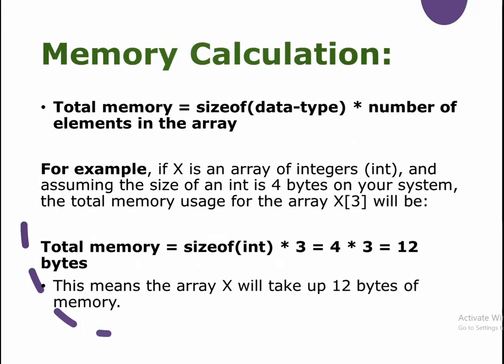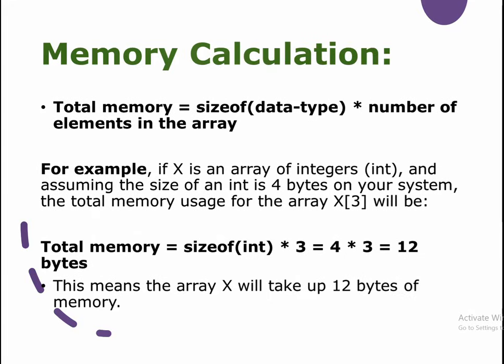Now let us understand how memory is allocated for an array. The formula is very simple. Total memory is equal to size of one element into number of elements. For example, suppose we have int x of 3. Normally one integer occupies 4 bytes of memory. Since there are 3 integer elements, the total memory occupied by the array is 4 multiplied by 3, which is equal to 12 bytes.